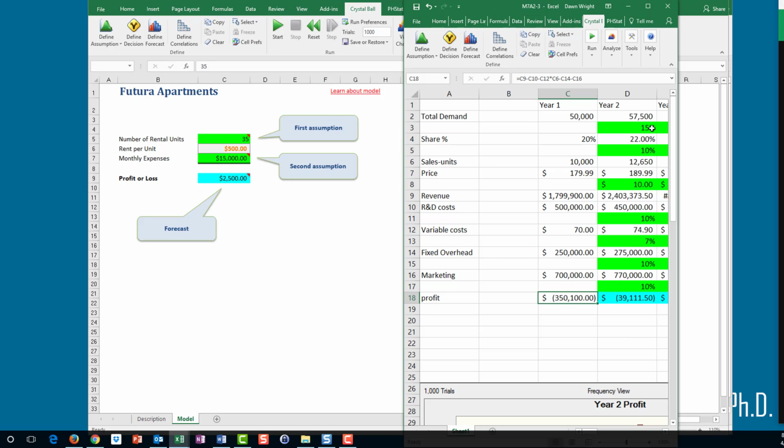But anyway, you just define these things as a variable, and then you define the bottom number here, the profit, as a forecast. That's what you want to see, what you're studying. And you do that for your whole model. And then once you get it built together, you just click on run. And that's all there is to it.